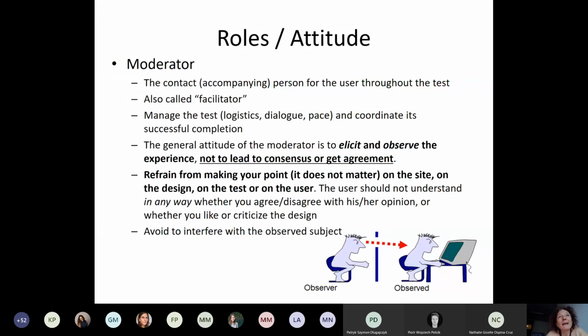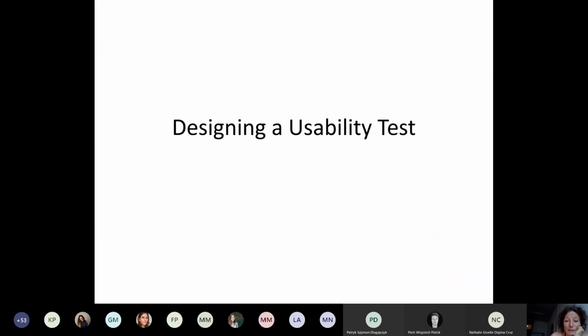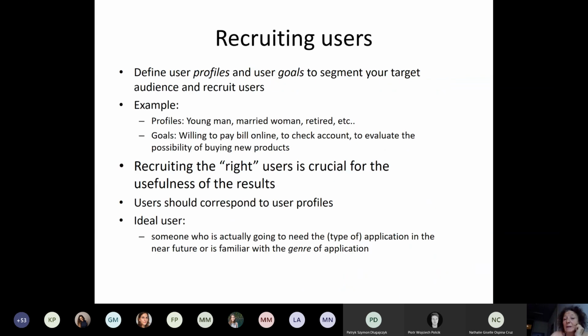You should not manifest in any way if he or she agrees or disagrees on something. His role is to organize a session, full stop, not to interfere with the observed subject. So, apart from these general principles, let's see how you can recruit users and how you can design your experiment.